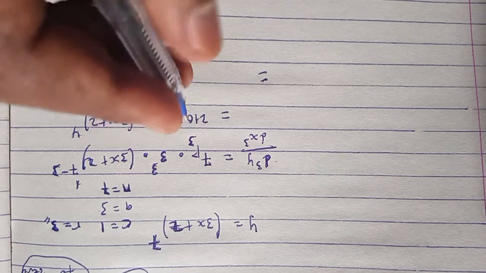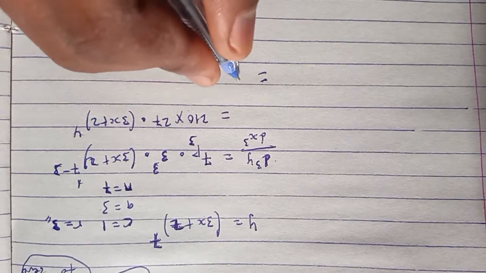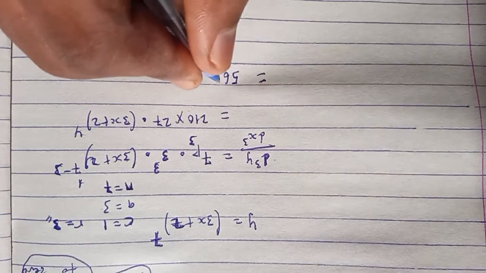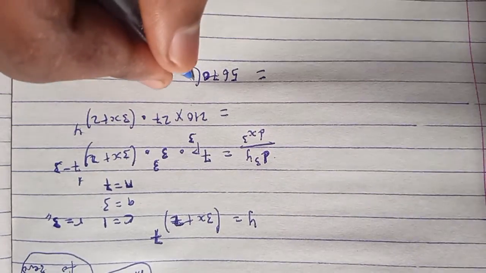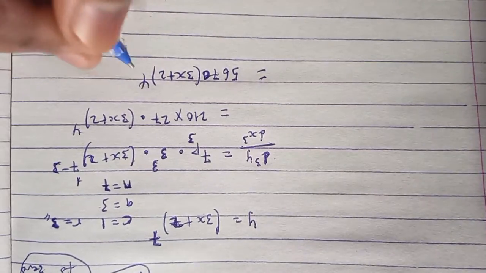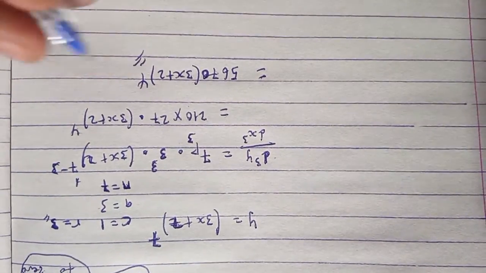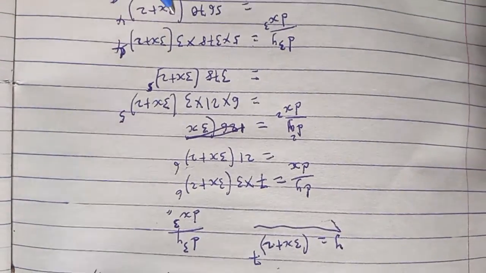What are you going to get? You get 5,670 rather. So we get 5,670 multiplying by 3x plus 2 exponent 4. So this is the answer. Is it not the same as this one?